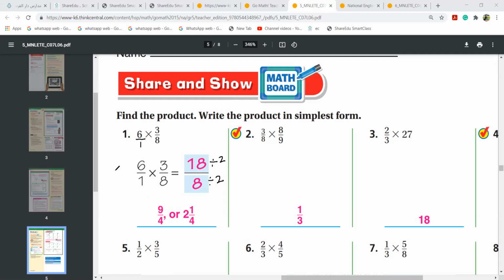Now this 9 over 4, if I divide 9 and 4, I get 2 is the queen, 1 over 4. This is my answer, guys. Okay, next question.